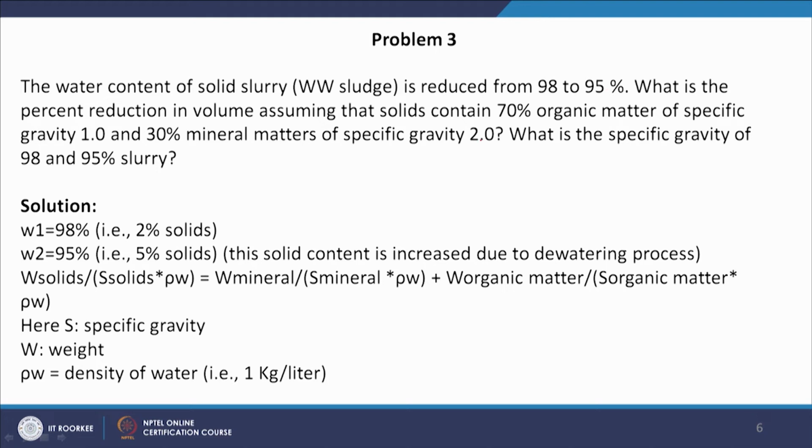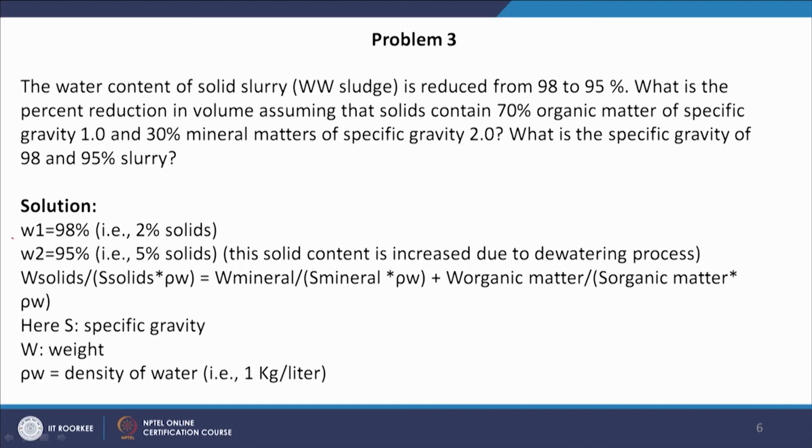So, we will be using the similar type of expressions which we have used in our previous problems and discussed in previous classes. So, here for the first case, say water in case 1, W1, is equal to 98%. So, 2% is solid, and water in second case W2 is equal to 95%. So, 5% solids, and this increment of solid 2 to 5% is taking place in the process. Okay. This solid content is increased due to dewatering process.